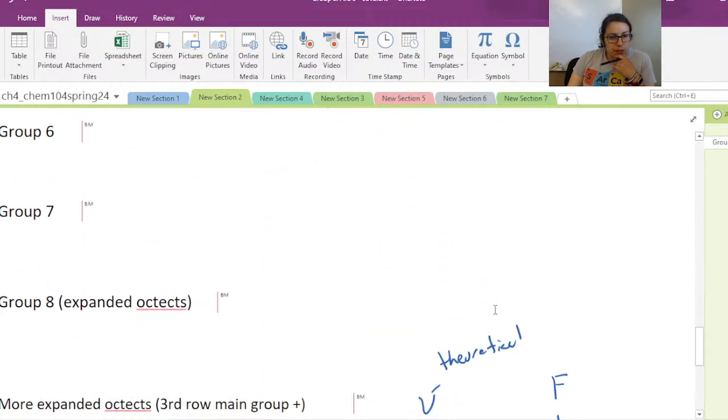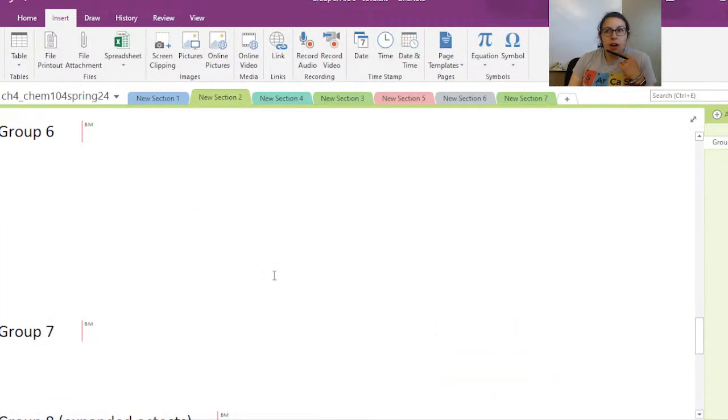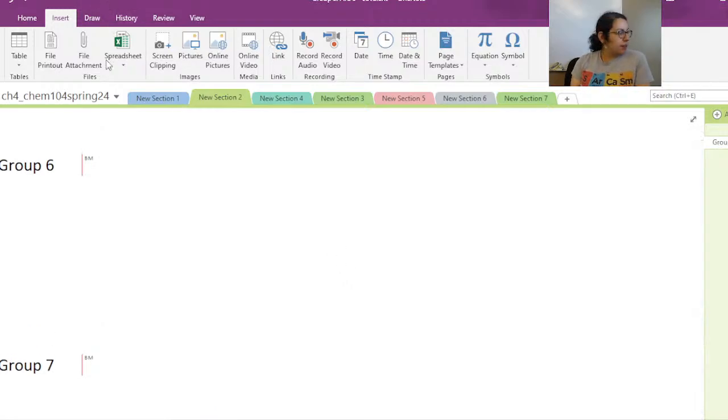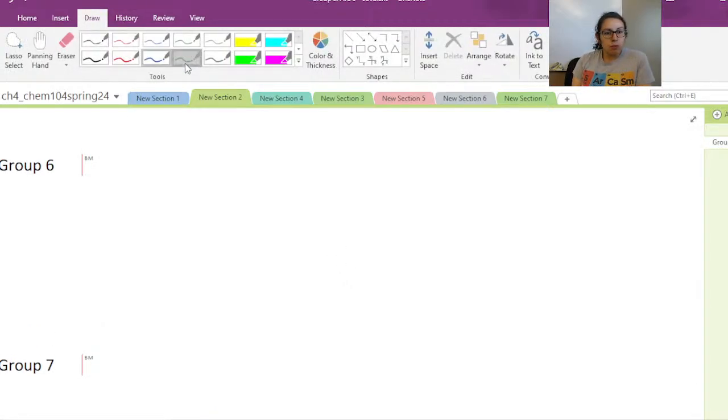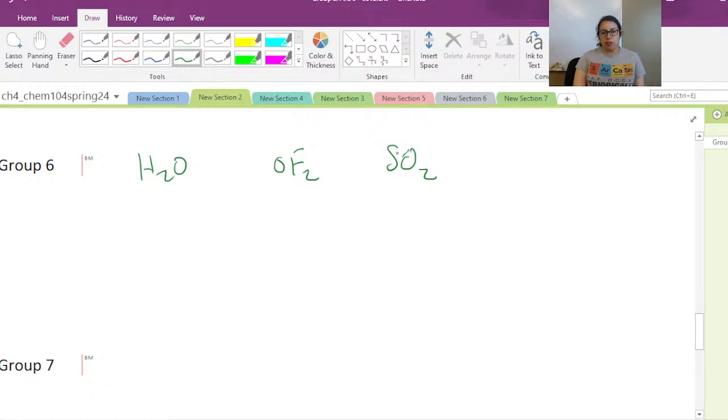All right, so let's go back to other classic examples. Now we have our group 6 compounds, and those tend to make 2 bonds. So we could have H2O, OF2, SO2 as well. So let's try SO2 because this is a funny one. Try to draw the Lewis dot structure for SO2.